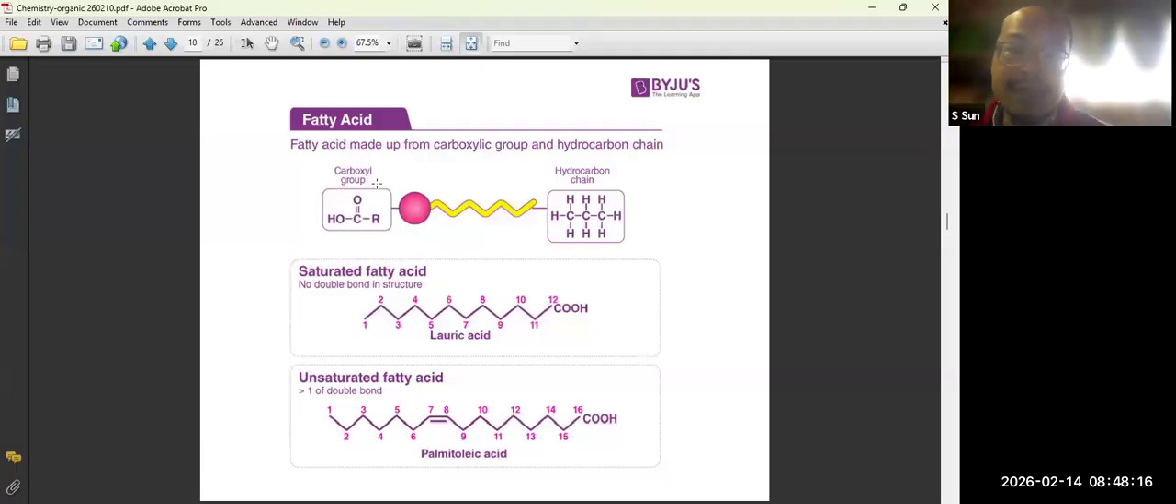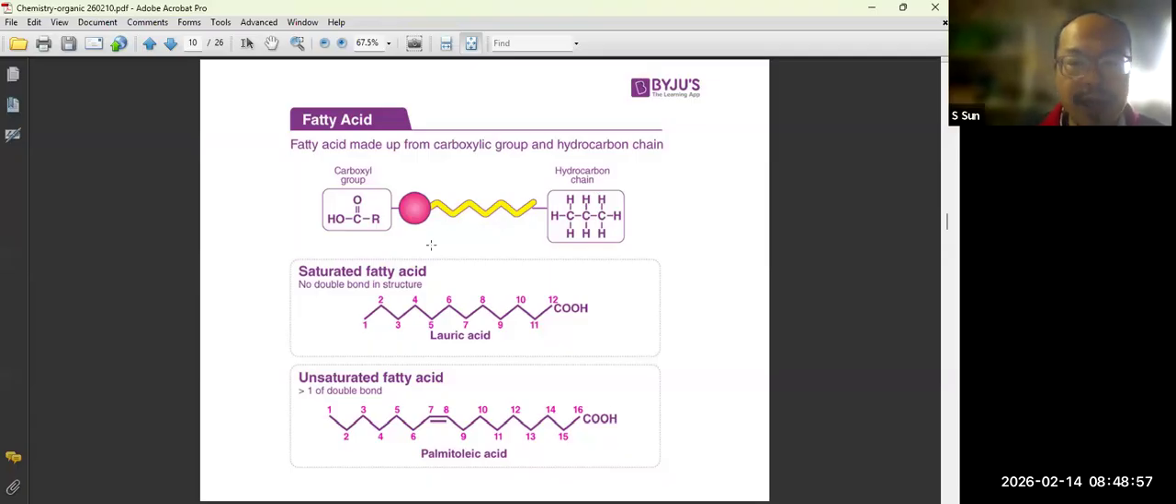Carboxyl. So fatty acids contain one carboxyl group, and it connects with a hydrocarbon chain. Fatty acids can be classified. Here you have the monomer, fatty acids, classified in different ways. We just mentioned that the hydrocarbon chain can be very long, like long chain fatty acids, middle chain fatty acids, or short chain fatty acids. So there are different ways to classify them.